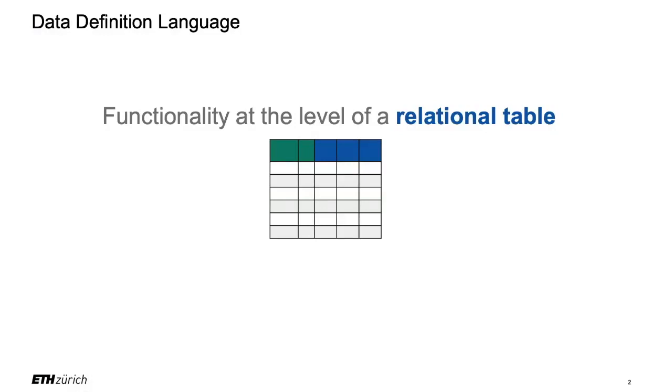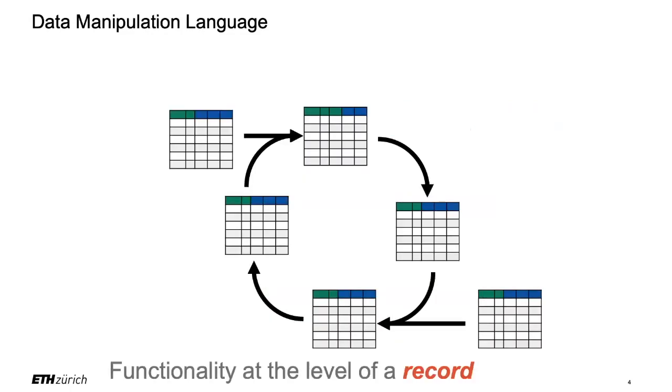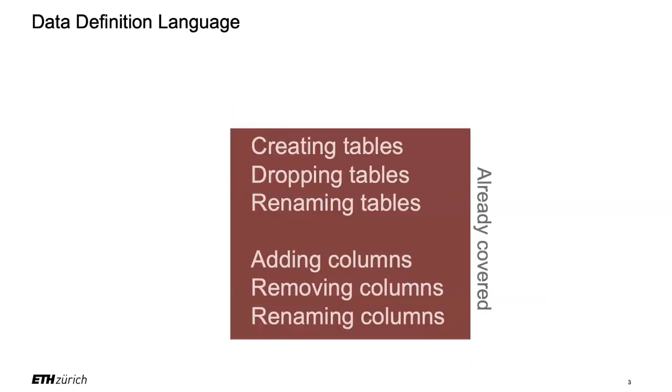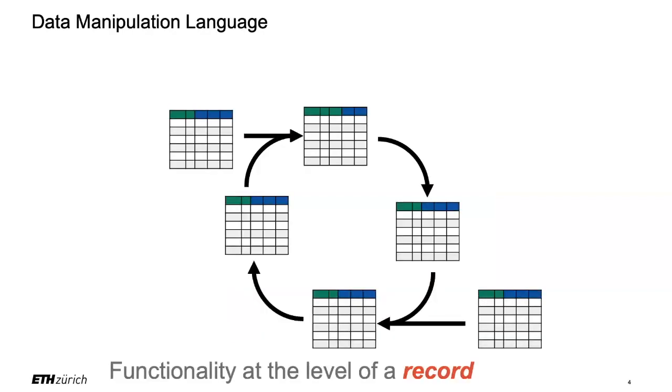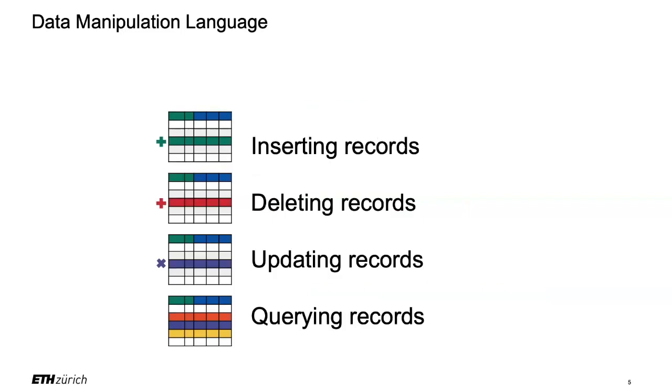What we've seen so far in SQL is the functionality at the level of a relational table. So we can create tables, drop tables, rename tables, add columns, remove columns, rename columns that we've already covered. That's all at the level of DDL, right? Now with DML, that's the idea that we start manipulating the data itself, the records, and we have this gigantic data calculator with data flowing around. And it's pretty cool that in Jupyter Notebook, it can not only display numbers, but actual tables. It will actually show you the tables when you have the results of your queries, which is very interactive.